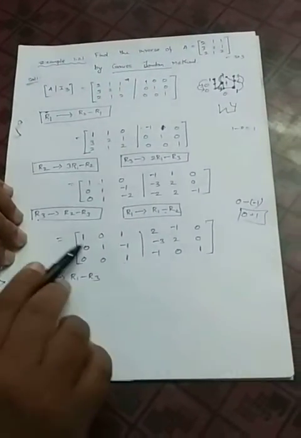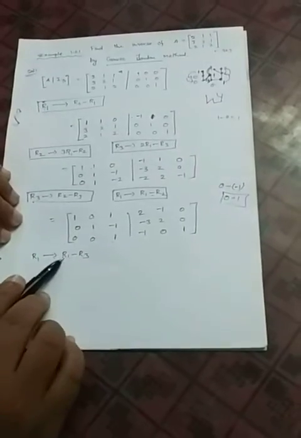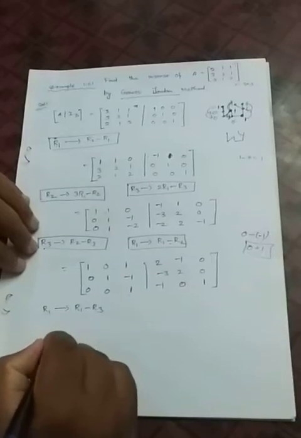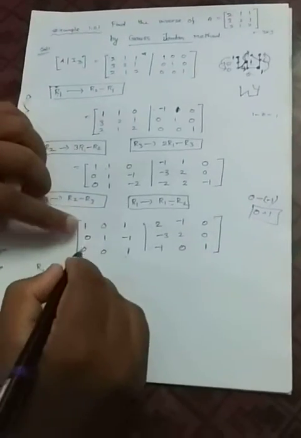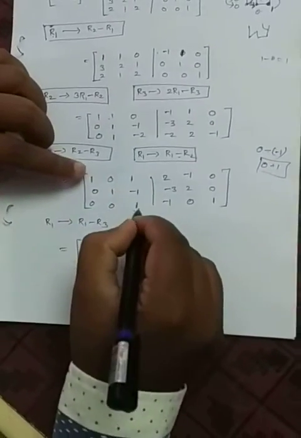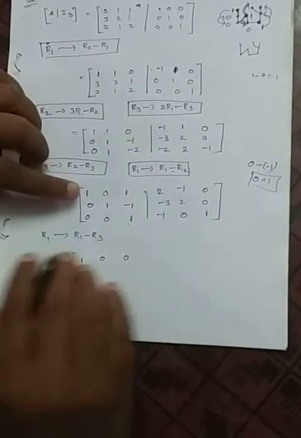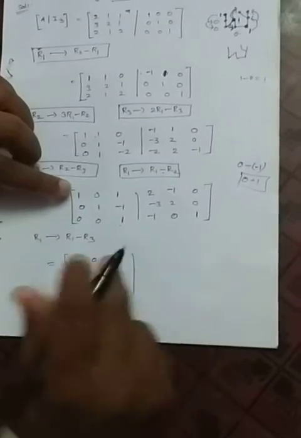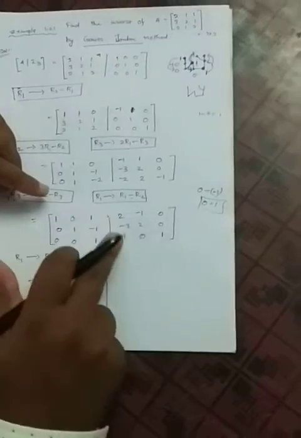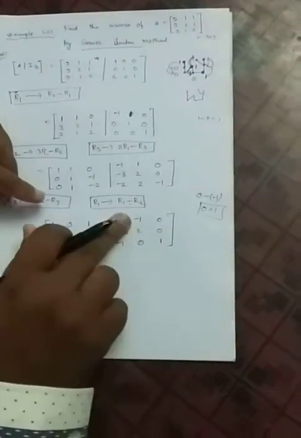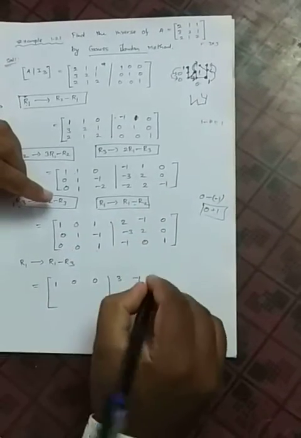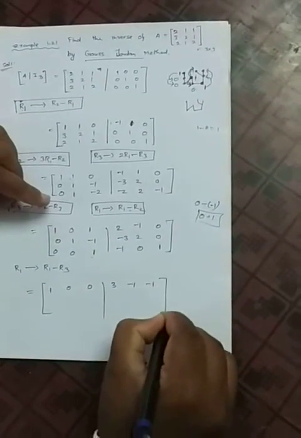R1 will go to R1 minus R3. Now 1 minus 1, 0. This will become 0, for that reason only I am doing. So if I am doing now 1 minus 0, 1, 0 minus 0, 0, 1 minus 1, 0. That's the row 1. Here you need to do R1 minus R3. 2 minus of minus, plus 1. So 2 plus 1, 3 will come. Minus 1 minus 0, minus 1 only. 0 minus 1, minus 1 will come. That's the thing we have written.